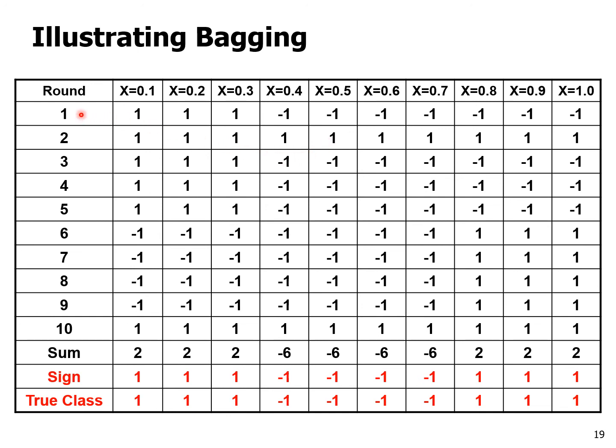So the accuracy of each individual classifier is not very impressive, but when you combine them by using bagging, their final prediction is very accurate. Actually, in this case, the final prediction is exactly the same as the original class values. So that's the beauty of using a bagging method.